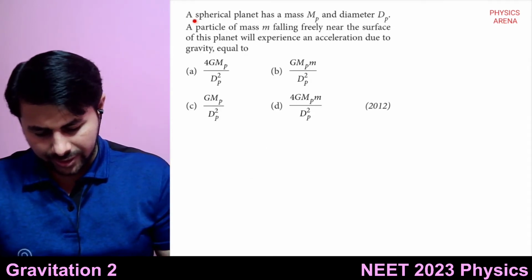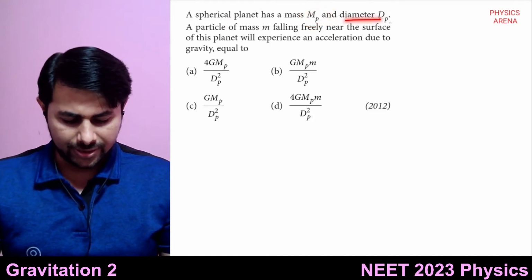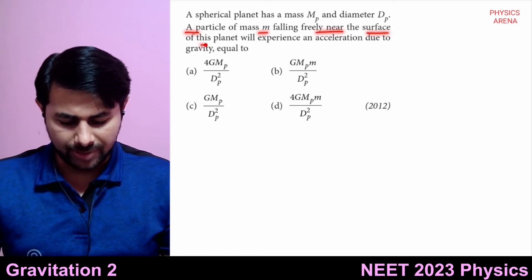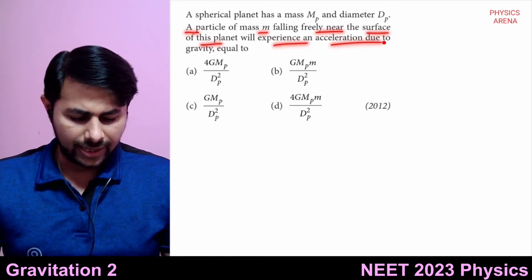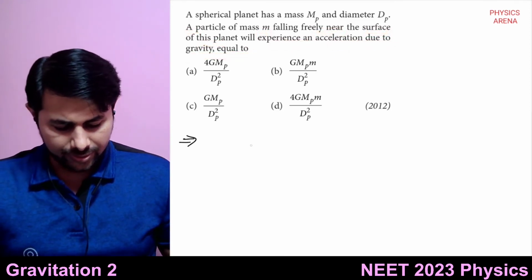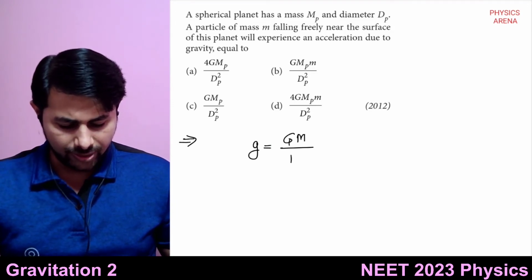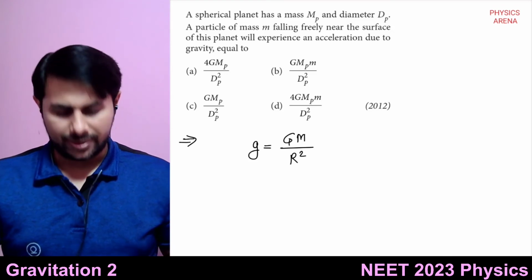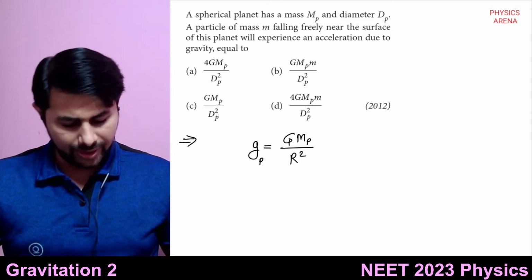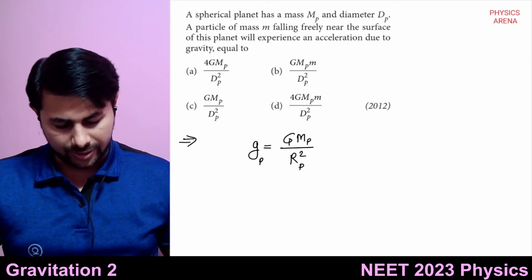Let's see next question. A spherical planet has mass Mp and diameter Dp. A particle of mass m falling freely near the surface of this planet will experience an acceleration due to gravity equal to. So very simple question, right? We just have to remember g equals GM upon r square. So for that planet, what will be g? Gp will be G into Mp upon Rp square, radius of that planet square.